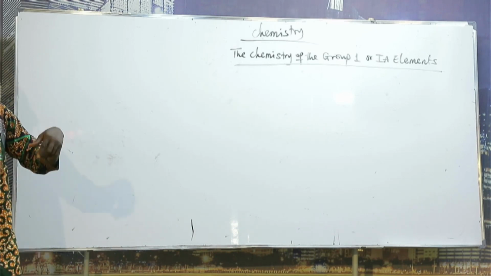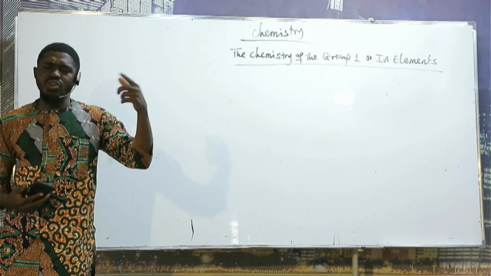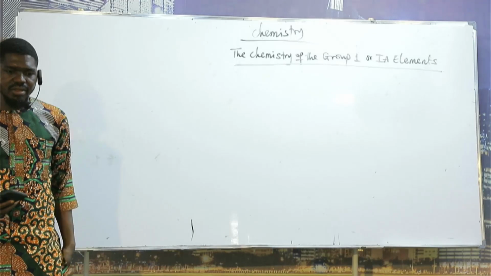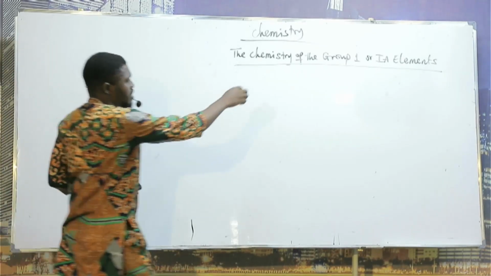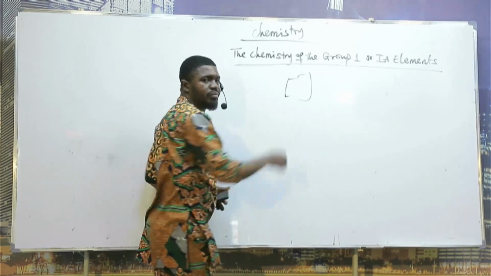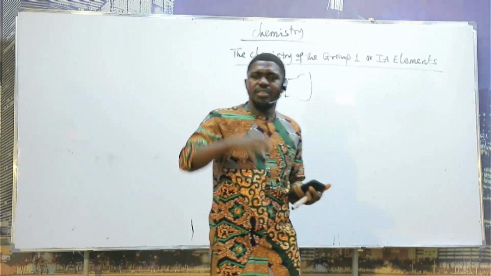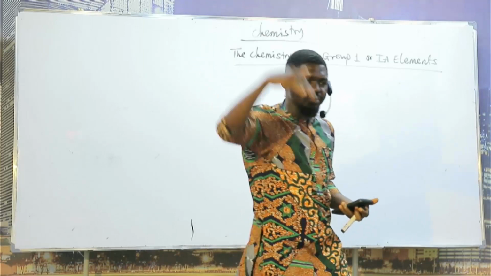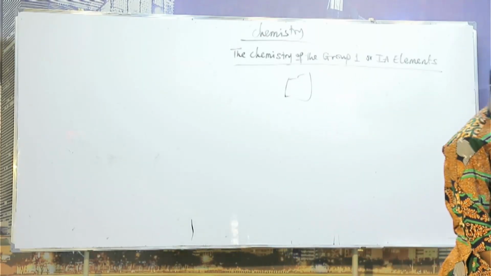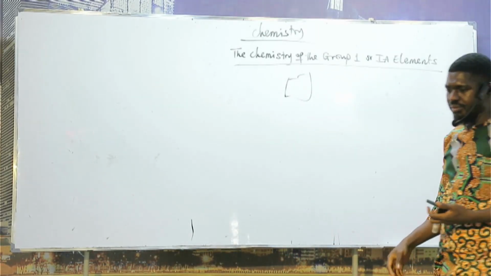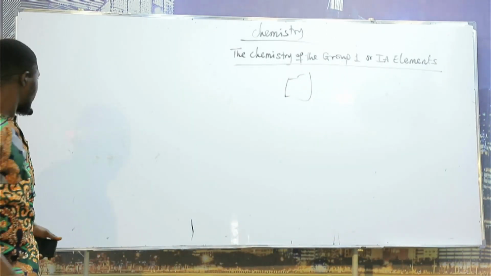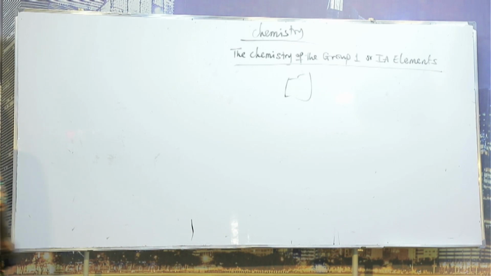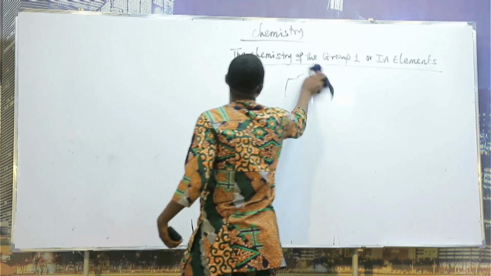Okay, so if we should place hydrogen in any group, it should be in group what? 17. But a standard textbook will always place hydrogen separate on top. It's normally placed separate on top of the periodic table, showing that it doesn't belong to any group. Thank you. So we're going to move straight to the chemistry of the group 1 elements.